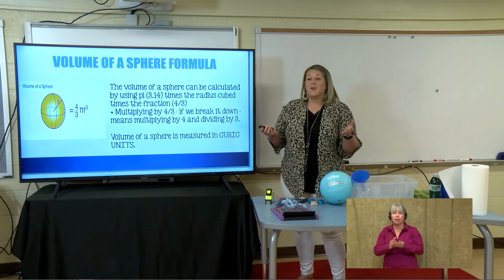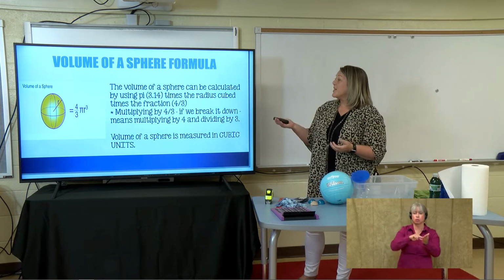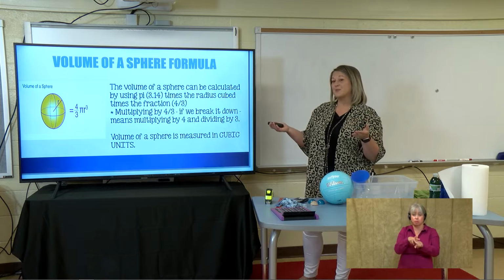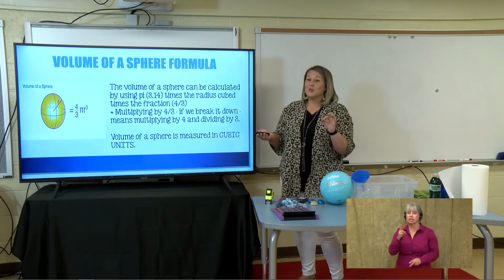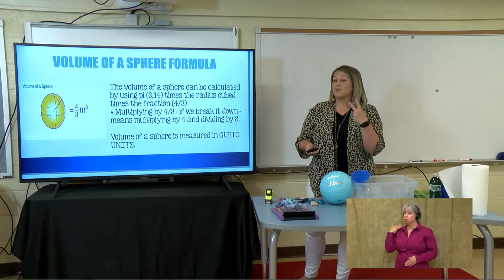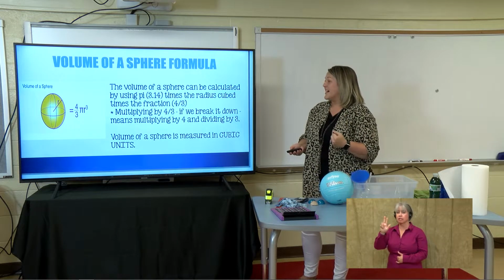What is the volume of a sphere? We need to know that in order to calculate it. So the volume of a sphere can be calculated by using pi, which we're going to say is 3.14, we're approximating it, times the radius cubed. Now that's different from last week because last week our radius was squared, but this time cubed means we have to do it 3 times.